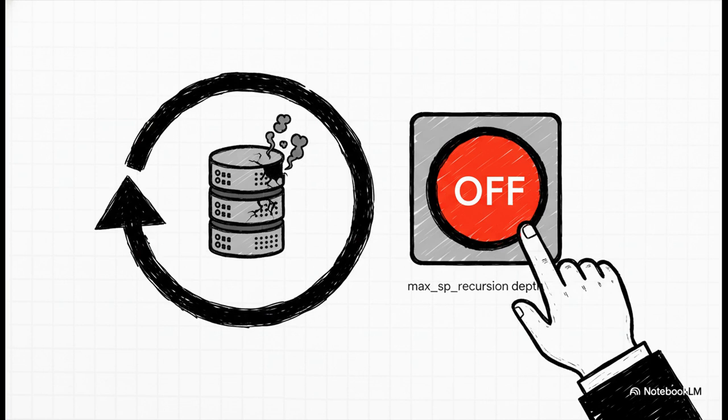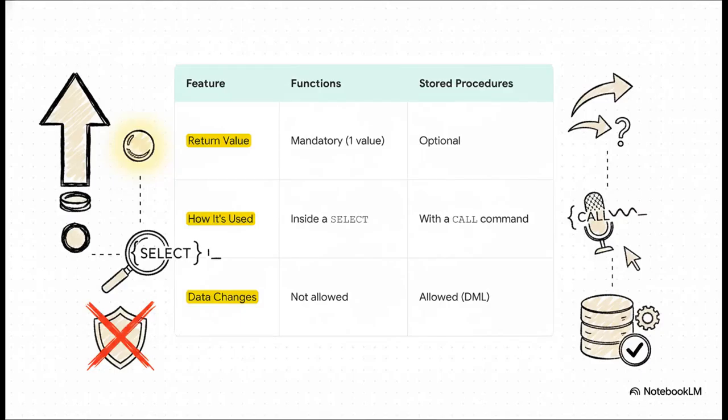And here's the kicker. Its default value is often 0, which means recursion is turned off. You have to consciously enable it and set a safe limit before you can even use it. So how do you know which one to pick? This table breaks it down perfectly.